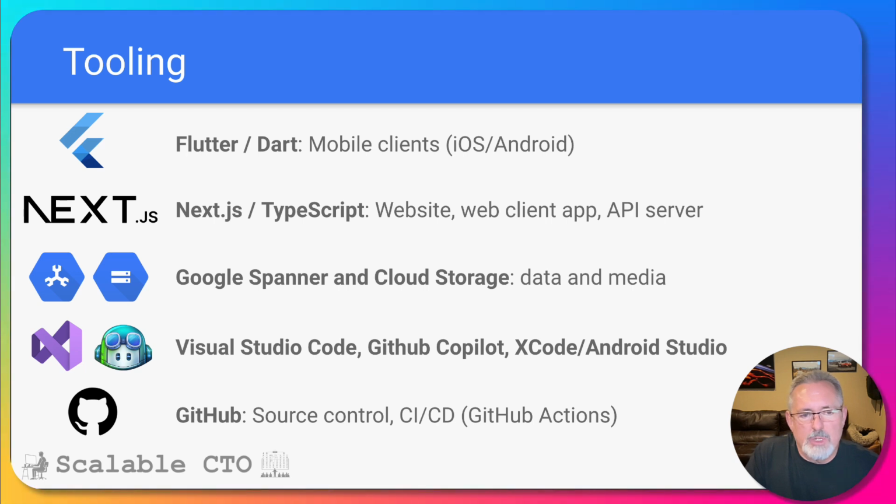Our tooling is that the client apps are in Flutter and Dart for iOS and Android. We use Next.js, which is sort of a flavor of Node.js, for all of our web technology. So that's the website, the web client app, and our API server. The database is now Cloud Spanner and Google Cloud Storage for media. Our day-to-day development environment is Visual Studio Code and Copilot, and also some Xcode and Android Studio for mobile apps. And we use GitHub for source control and for CI/CD with GitHub Actions.